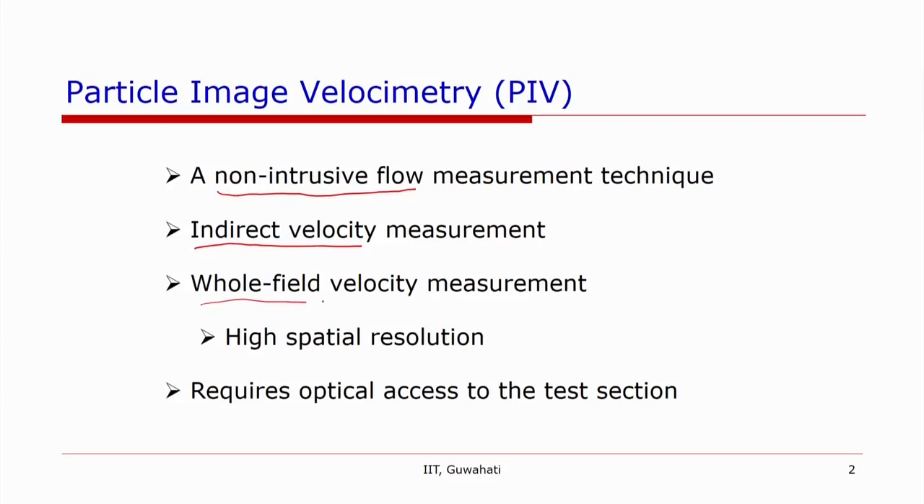The next feature is whole field velocity measurement. If you have looked at some of the images in computational fluid dynamics, you can get the velocity field at a particular cross section. In computational fluid dynamics, what one does is solve the Navier-Stokes equations in the entire computational domain. This computational domain might be two dimensional or three dimensional. So, in this computational domain, one obtains the velocity field at different points, for example, in a 2D plane. Similarly, in this technique, one obtains the velocity field for the entire 2D plane in which the measurements have been made, unlike the point probe methods, where the velocity at a particular point is measured.